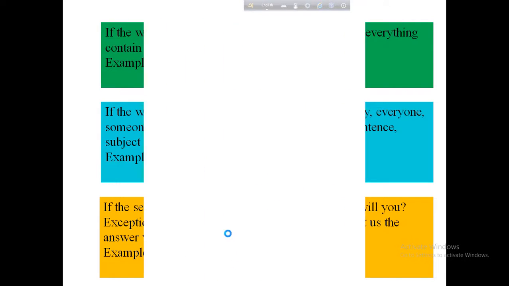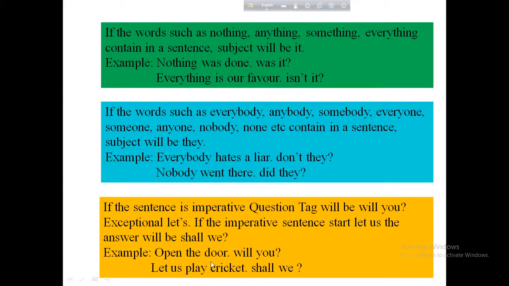Okay, let's see the example. Open the door. What will be the tag? Will you? Let's play cricket. Shall we? Etc., in the case of imperative sentences.